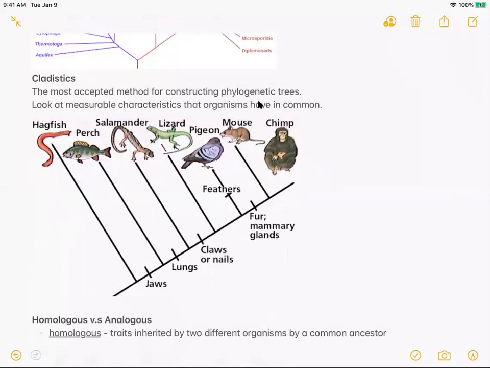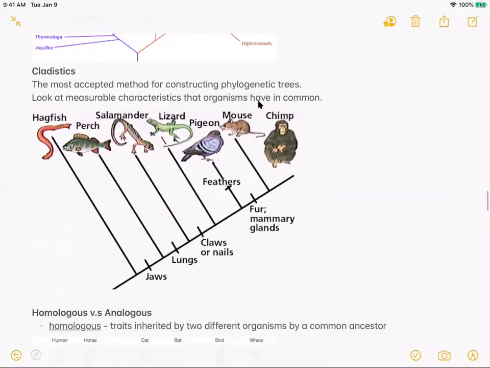In this case, you can see that at the very bottom, we have the hagfish and then you have a perch. The difference between these two organisms is that the perch has a jaw and the hagfish does not. But as you move up the cladogram, each of those organisms are going to have jaws. Eventually at each node, which is each of these points where the two lines meet, that's where they would have a common ancestor of some sort. So this is one way to construct a phylogenetic tree.